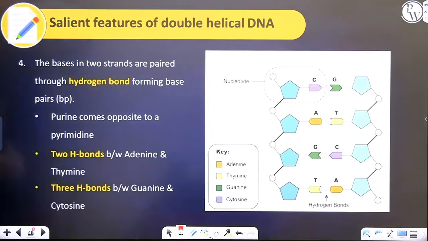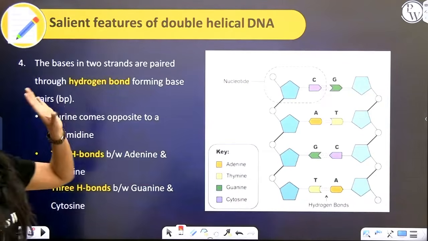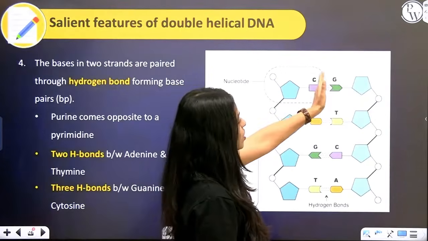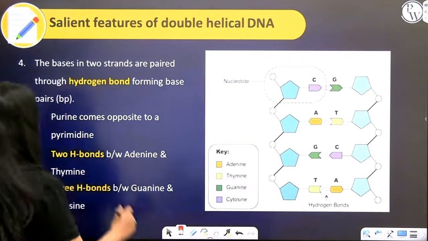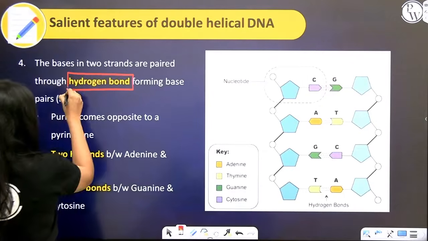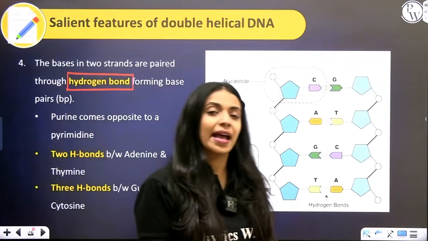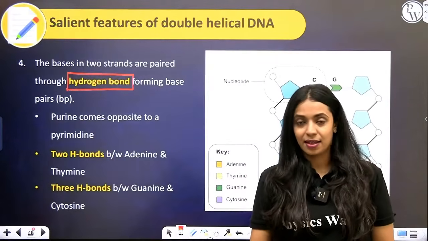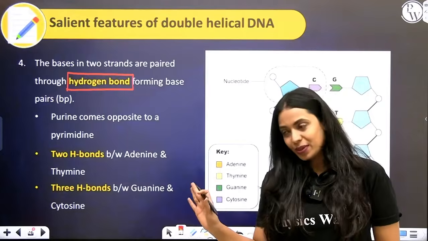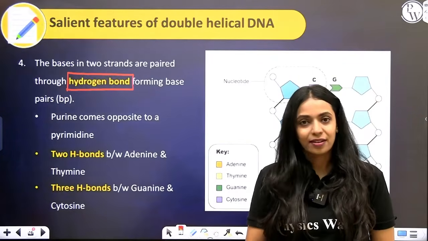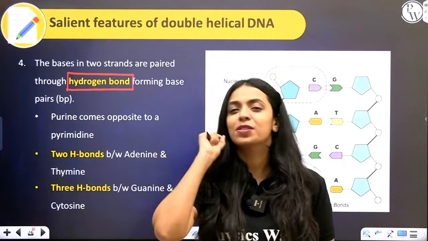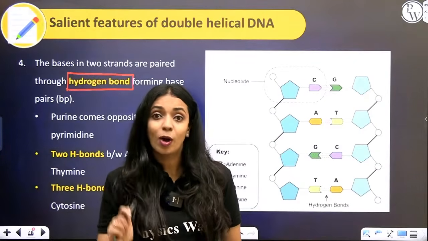Now, let's talk about the nitrogenous base pairing. The nitrogenous bases from one strand form hydrogen bonds and pair with the nitrogenous bases on the other strand. So, hydrogen bonds are formed. What's important to note here is that any nitrogenous base cannot pair with any nitrogenous base that it likes. C cannot be like, I want to pair with A today, tomorrow I want to pair with T, day after tomorrow I want to pair with G. It doesn't work like that. There is extreme specificity for base pairing that we call complementarity.